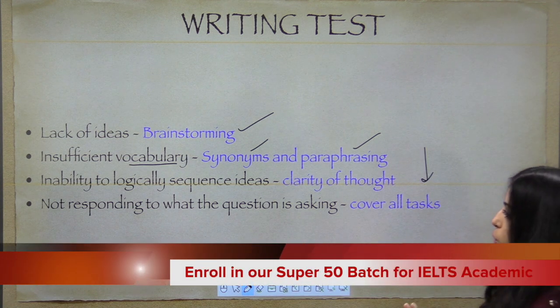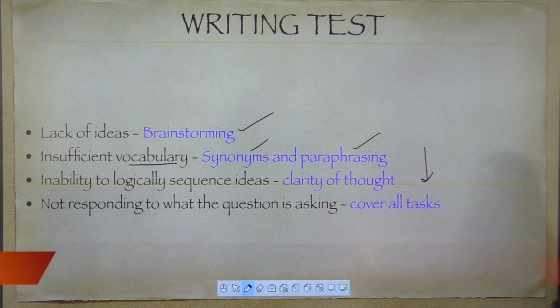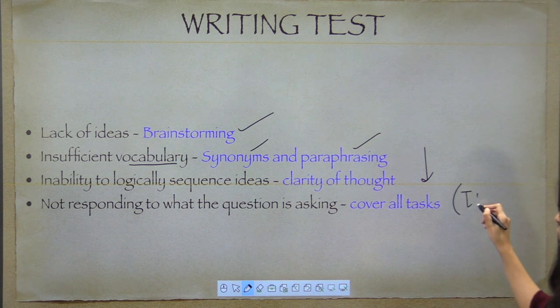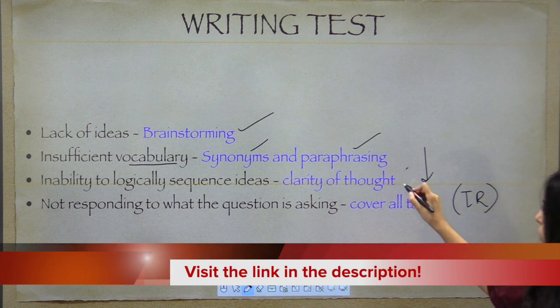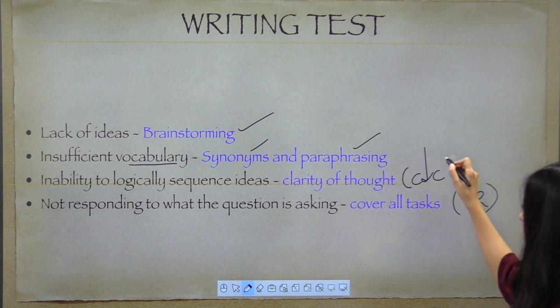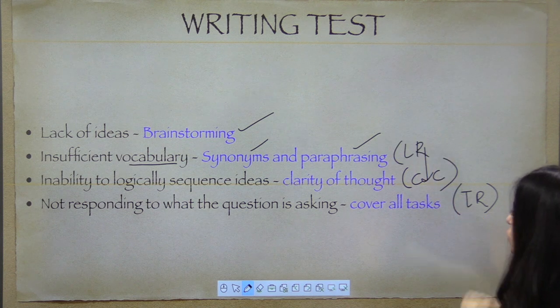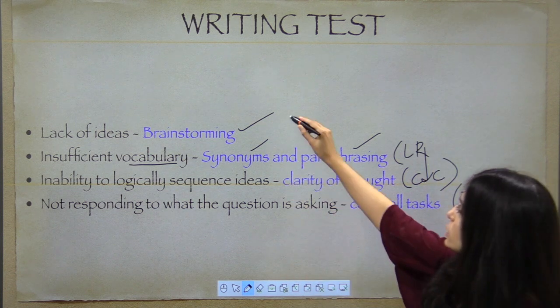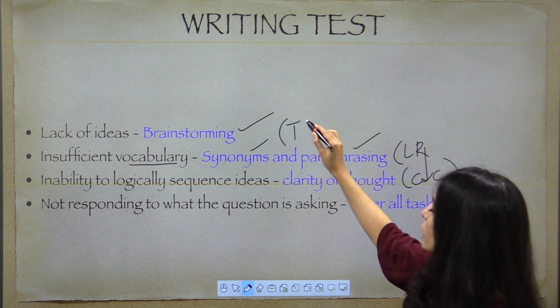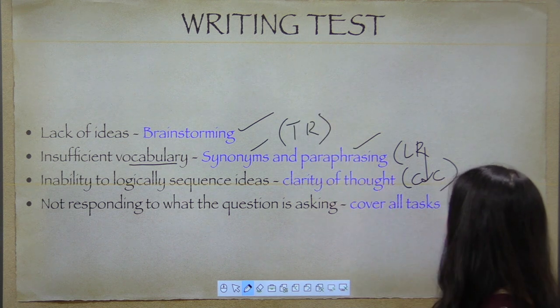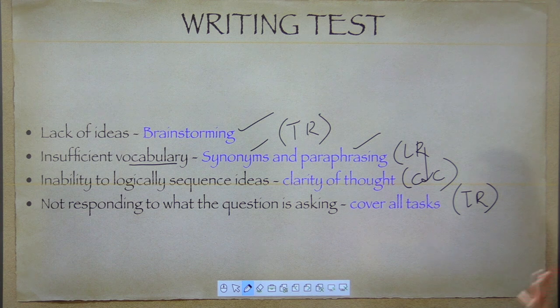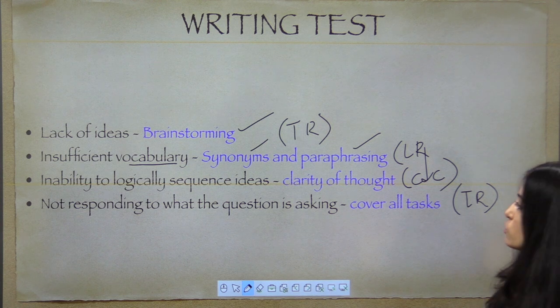Next is not responding to what the question is asking. This is very important for your task response parameter. This one covers your cohesion and coherence to a certain extent. This one would cover your lexical resource parameter, and this one also is kind of between TR and LR. Okay, so not responding to what the question is asking.